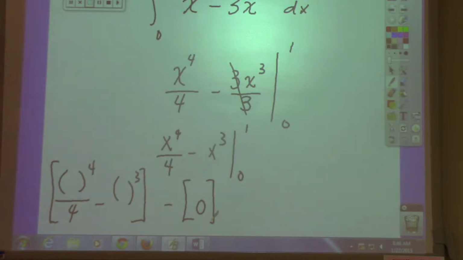So plug in 1. And that's going to give us 1/4 minus 4/4, which is what? Negative 3/4.